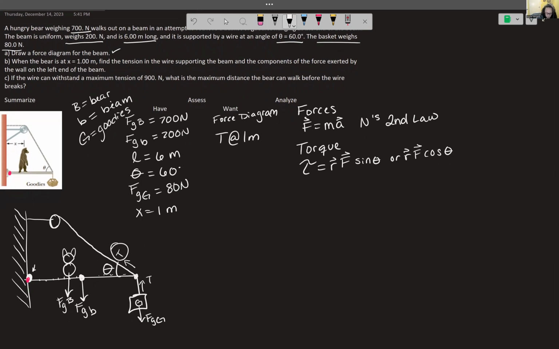So I'm going to start with equilibrium of my forces. The forces in the x direction are going to be 0. Forces in the y direction are going to be 0 because I'm going to assume that this thing is still at equilibrium. So if I think about my forces in the x direction, I'm going to have this force exerted by the wall.